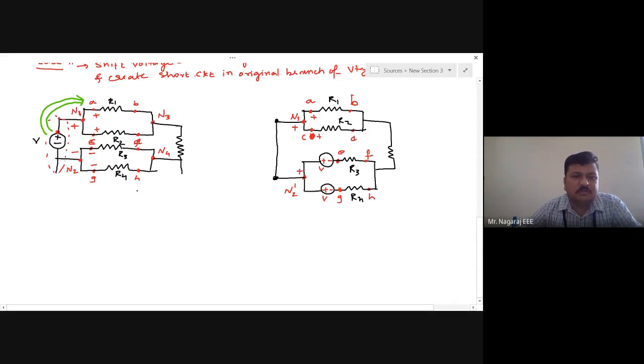Positive is up, negative is down. With the same direction, simply put that source beyond this node N1, or simply put it in the same direction beyond this node N2. Have we done the same thing here in case 1 and case 2? I am simply making that source travel ahead of the node and creating a short circuit in the branch.